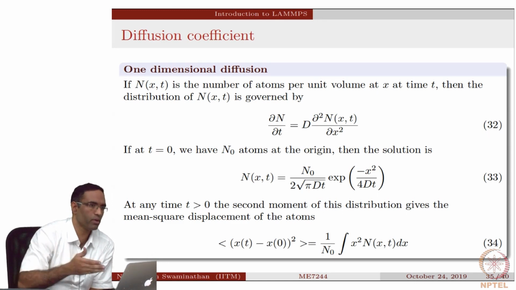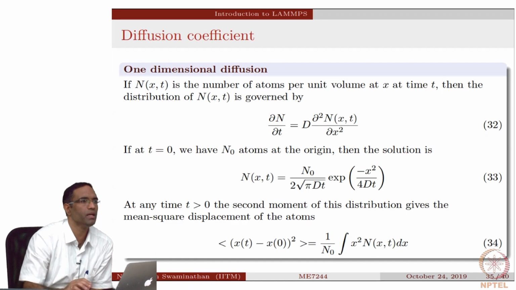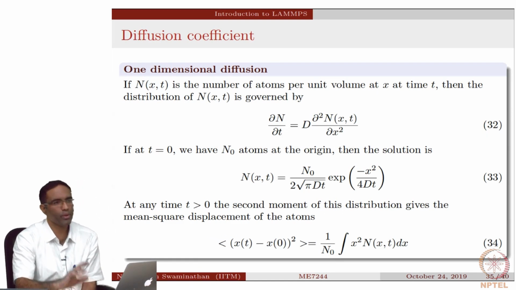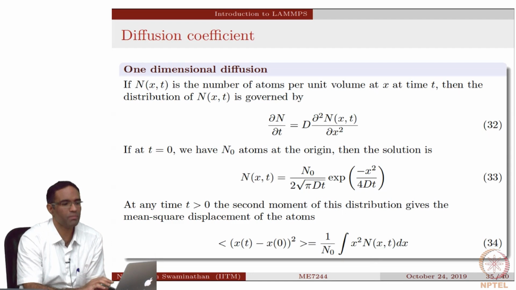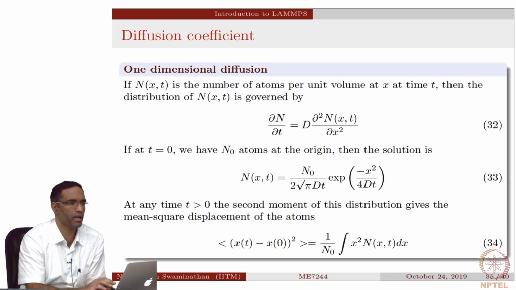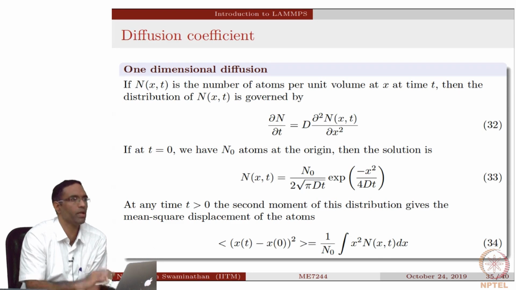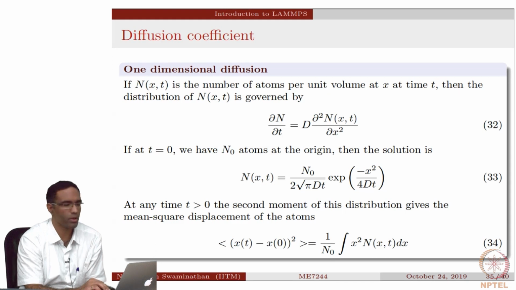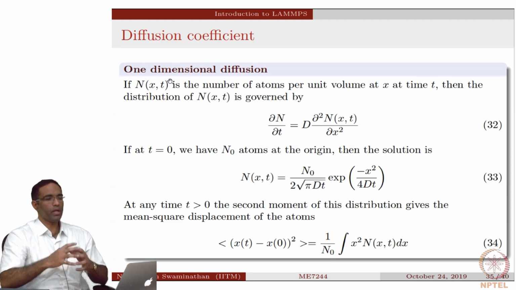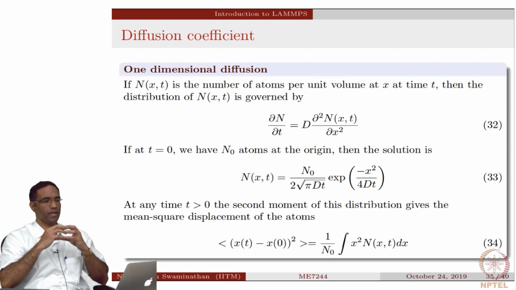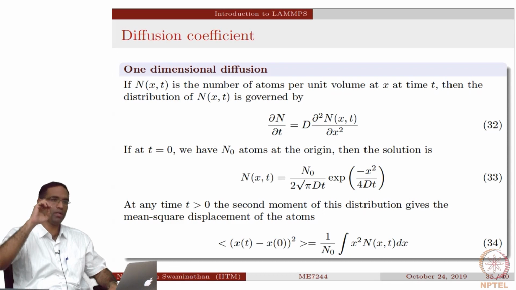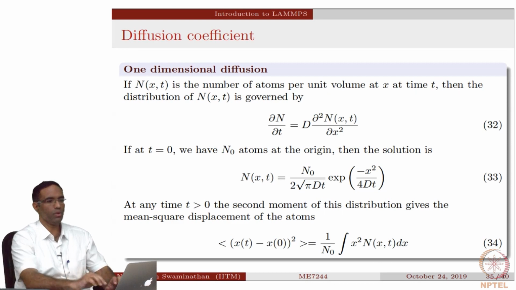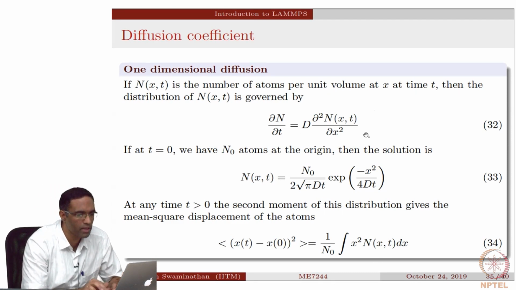We will have to know a lot of background in order to understand exactly why it turns out that way. So instead of going through all those details, I have put forth a simple qualitative derivation which gives us the same result for a one-dimensional system, and then we will extend it to three-dimensional systems. If you consider one-dimensional diffusion, n is the total number of atoms present per unit volume at a particular point in space, say x, at a given time t, and its distribution is governed by this differential equation.